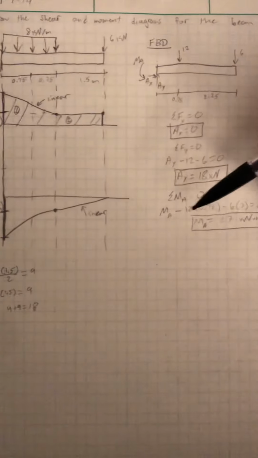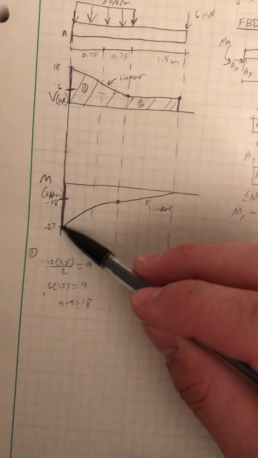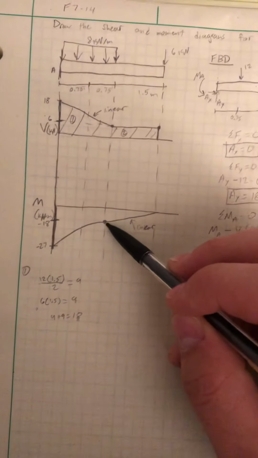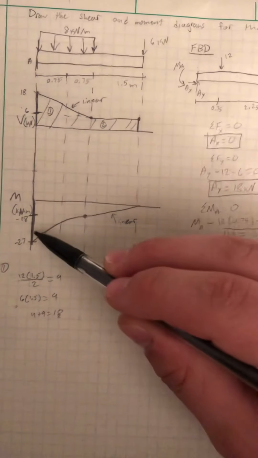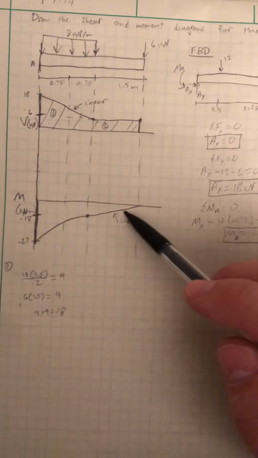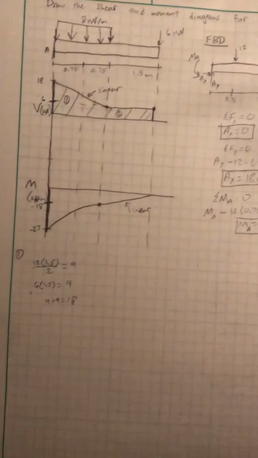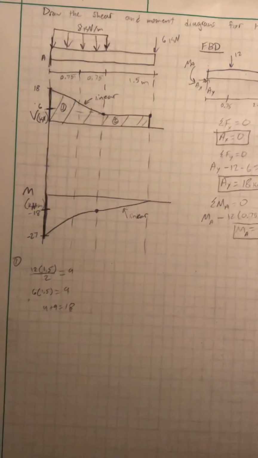There's a moment at A, that's why we start at negative 27, and then once we get to the end of this distributed load, we'll be at negative 18, and then from there we decrease to 0. And we found that by finding the area of these surfaces.